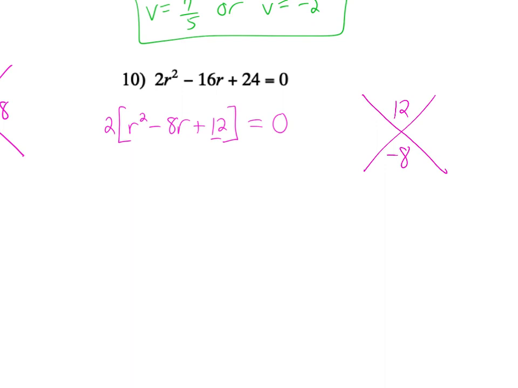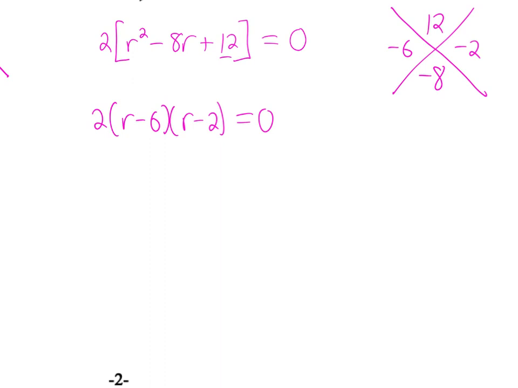All right, so what numbers multiply to 12 and add to negative 8? Those are going to be negative 6 and negative 2. So we're going to have 2 parentheses r minus 6 times r minus 2 equals 0. Now, do we need to set the 2 equal to 0 or just the r minus 6 and r minus 2? We do not need to set 2 equal to 0 because that wouldn't really make sense, would it? So we're going to set each of these equal to 0. We have r equals 6 or r equals 2. And there's our answer.